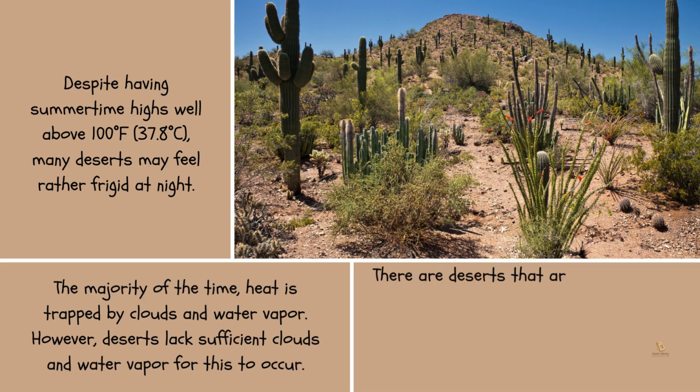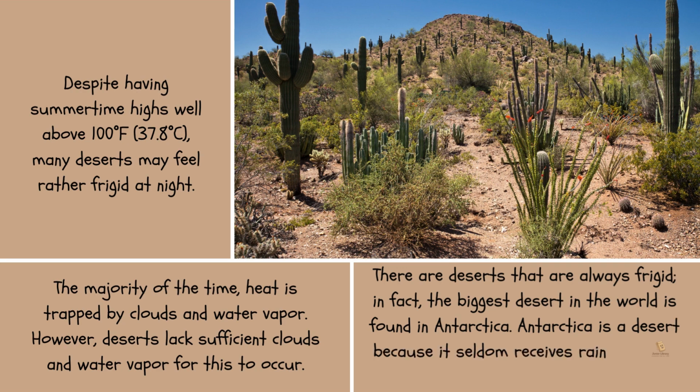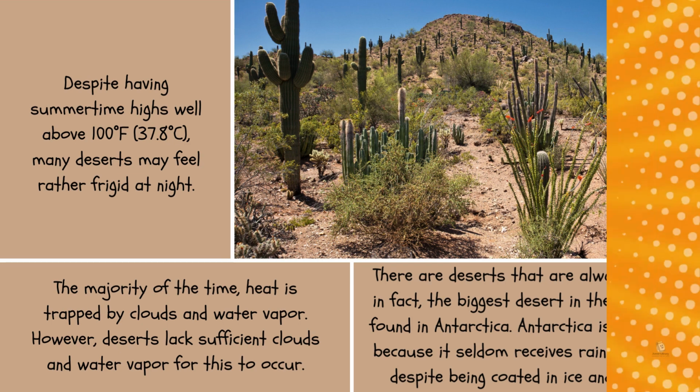There are deserts that are always frigid. In fact, the biggest desert in the world is found in Antarctica. Antarctica is a desert because it seldom receives rain or snow, despite being coated in ice and snow.